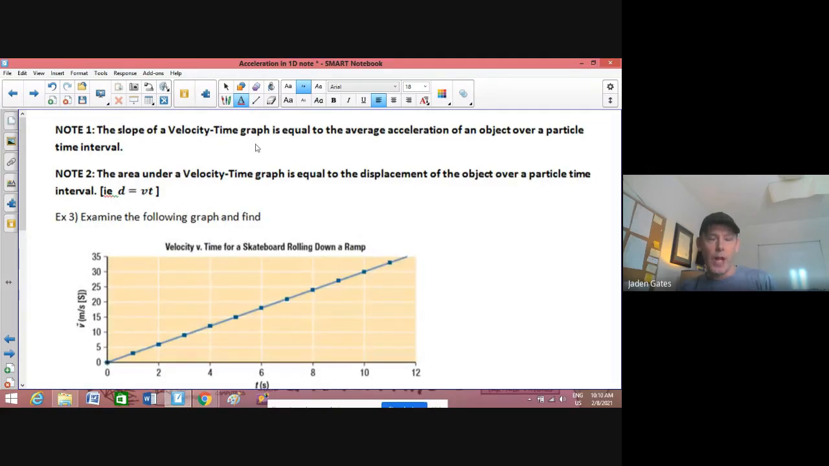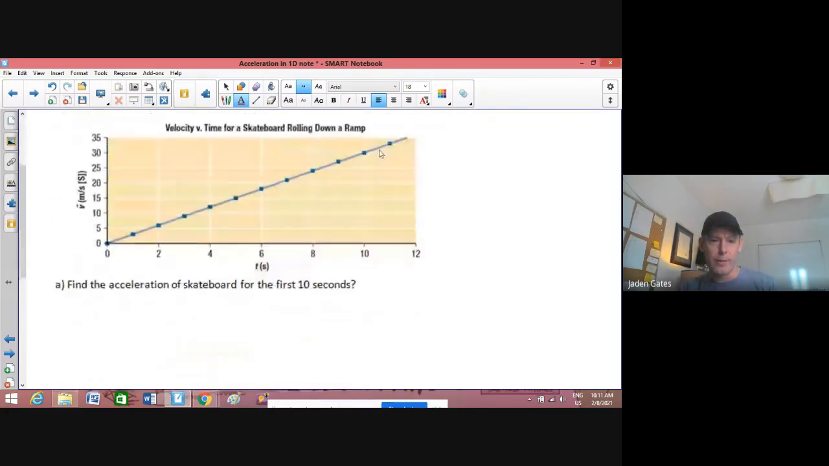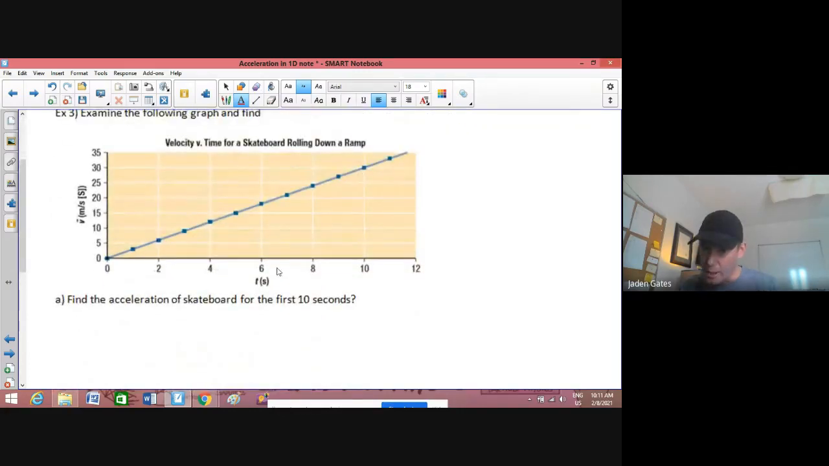So the slope of a velocity time graph is equal to the average acceleration of an object over a particular time interval. Now, here's the second thing we're going to use: the area under a velocity time graph. Earlier today, at 9 o'clock, we had a distance time graph. Here we got a velocity time graph. Now, the area under a velocity time graph is equal to the displacement of the object over a particular time interval. But we're going to use the slope here first to find our acceleration.